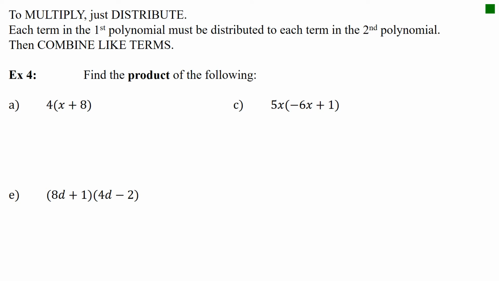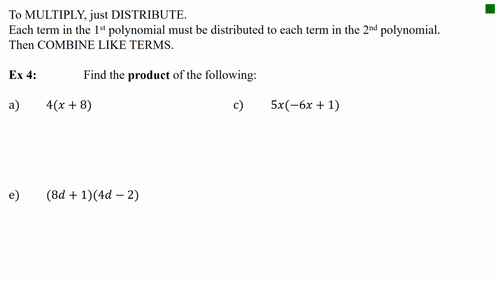Okay, to multiply, just distribute. Each term in the first polynomial must be distributed to each term in the second polynomial, then combine like terms. Example 4 says find the product for each of the following. And again, we sort of did this in the previous key concept when we were looking at radicals.